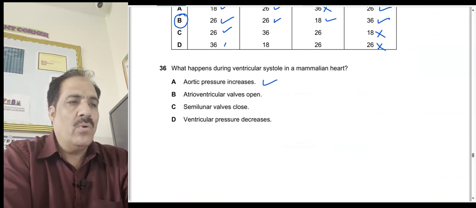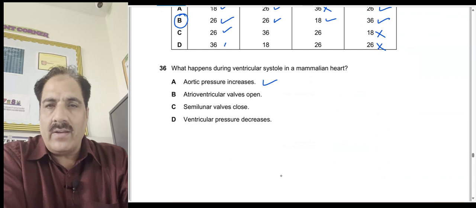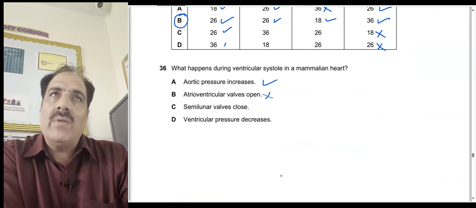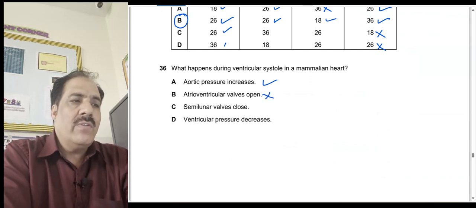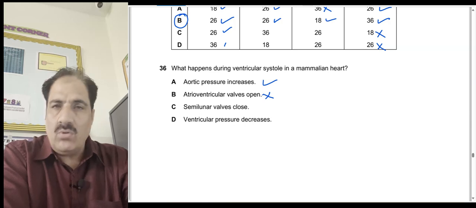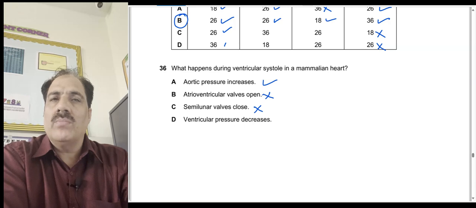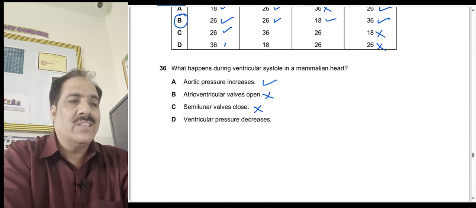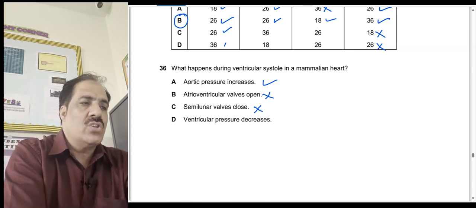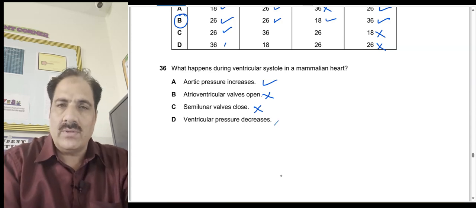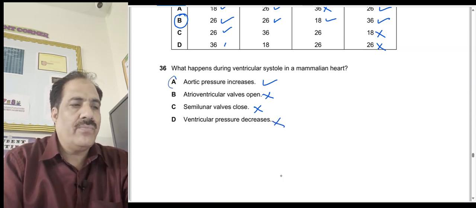Atrioventricular valve is open? No, at that time the atrioventricular valve is closed to prevent the backflow of blood into the atria. Semilunar valve is closed? No, the semilunar valve is open to allow the blood to move into the aorta and into the pulmonary artery. Ventricular pressure decreases? No, ventricular pressure increases when ventricular systole takes place. So A is the correct option.